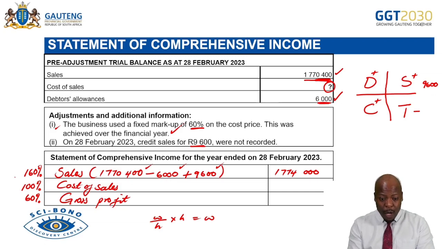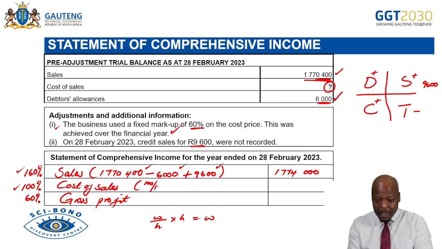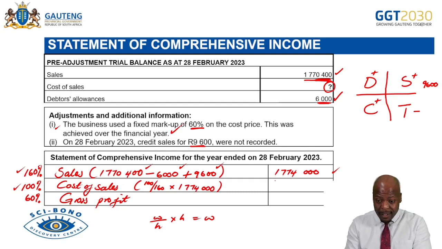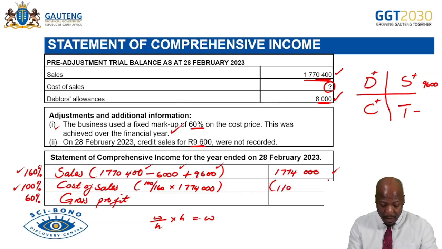What is it that we want? We want 100%. So I'll come here and say, I want 100%. What do I have? I have 160%. And that 160% is equal to the 1,774,000. I put that in brackets, then I close my bracket. Once you punch that in your calculators, I want you to tell me, how much are you getting? Thank you. You get 1,108,000. Is that correct? Yes, 1,108,000.